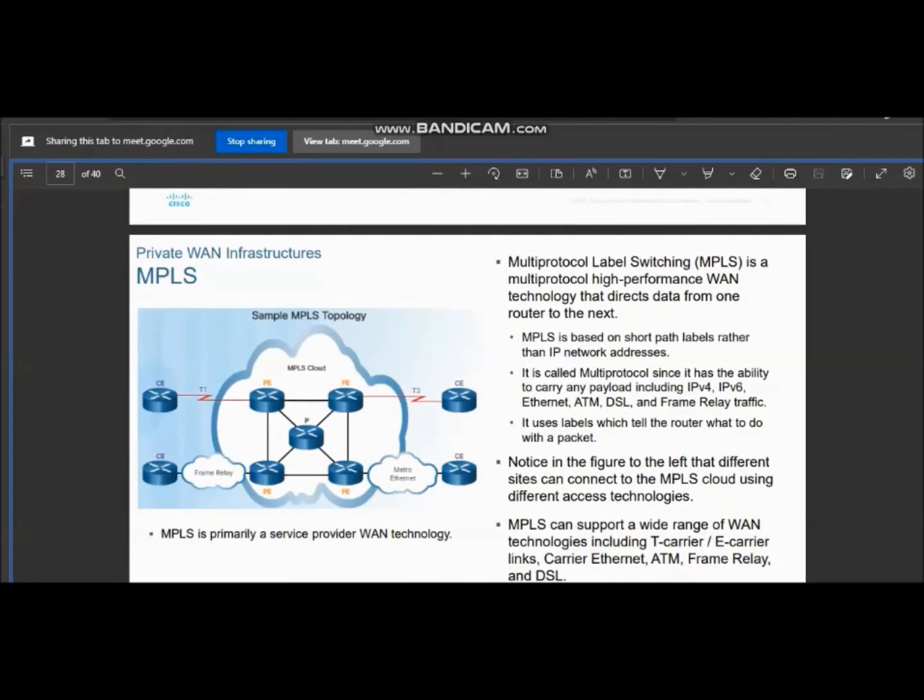Next is MPLS. MPLS stands for Multiprotocol Label Switching. It is a multi-protocol high-performance WAN technology that directs data from one router to the next. MPLS is based on short path labels rather than IP network addresses. It is called multi-protocol since it has the ability to carry any payload, including IPv4, IPv6, Ethernet, ATM, DSL, and Frame Relay traffic. It uses labels which tell the router what to do with a packet.